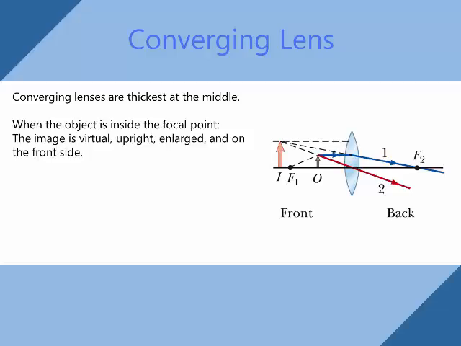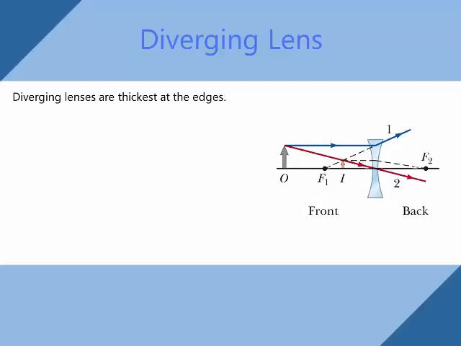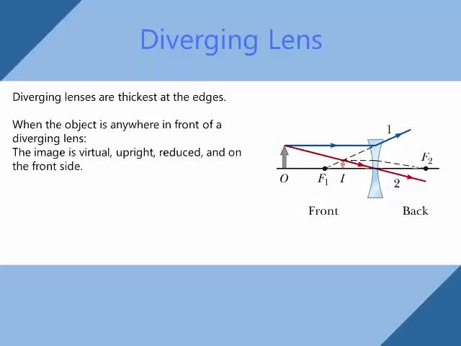side of the lens. Diverging lenses are thick at the edges and thin at the center. If the object is anywhere in front of a diverging lens, the image will be virtual, upright, reduced, and on the front side of the lens.